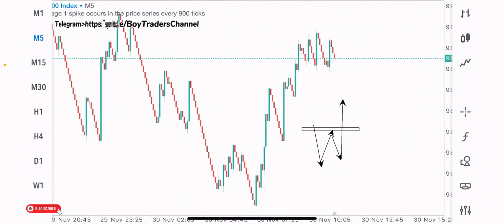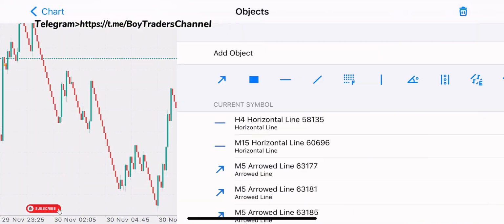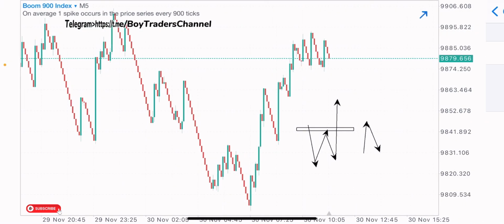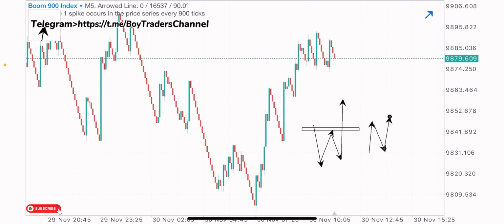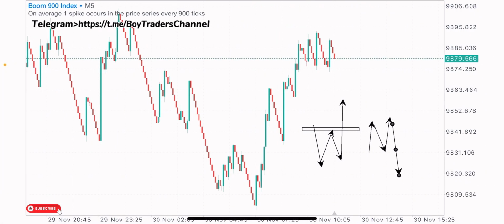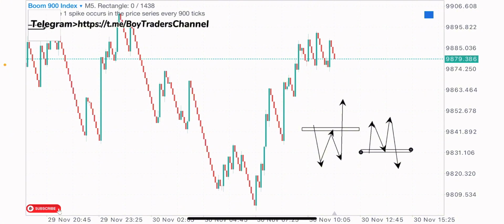And for the M pattern, we'll be looking out for a formation of this kind where price pushes up to a level, drops down, pushes up again, and drops back down. So we'll be selling on the break and close below the neckline of this M pattern formation.